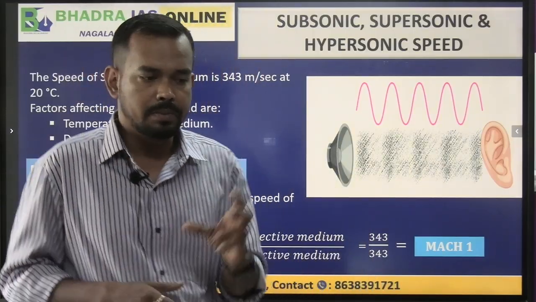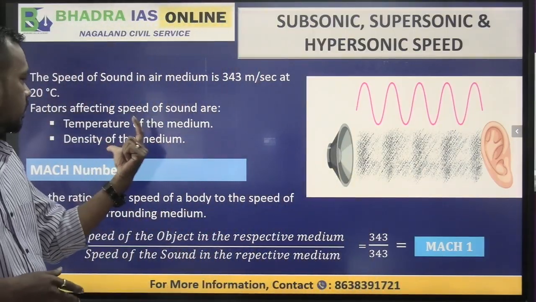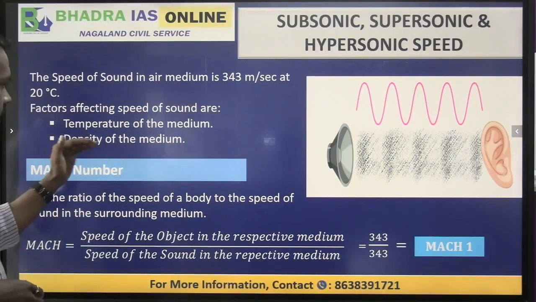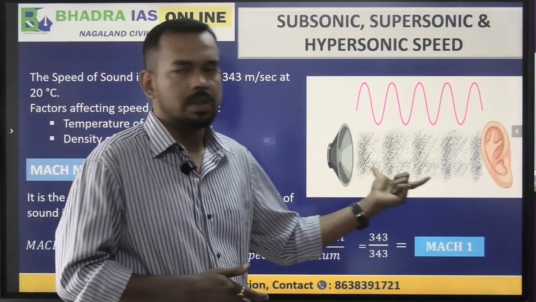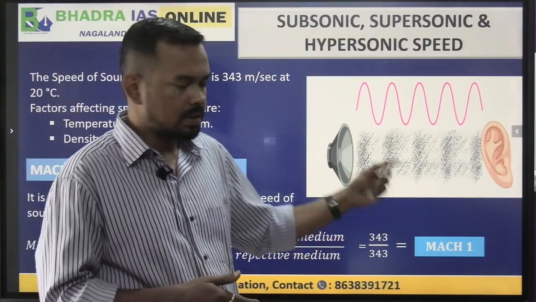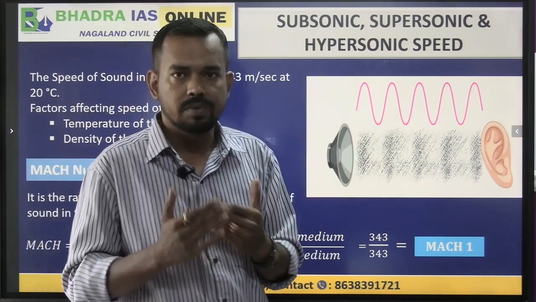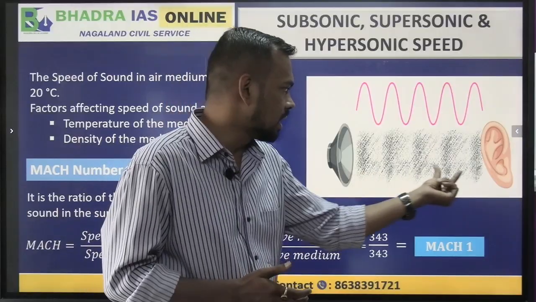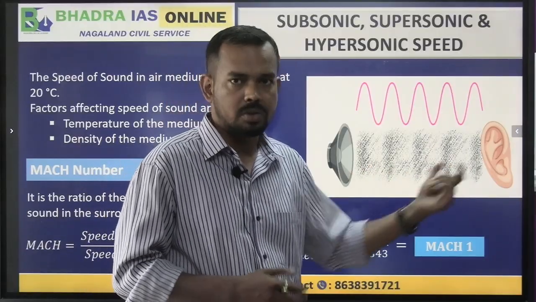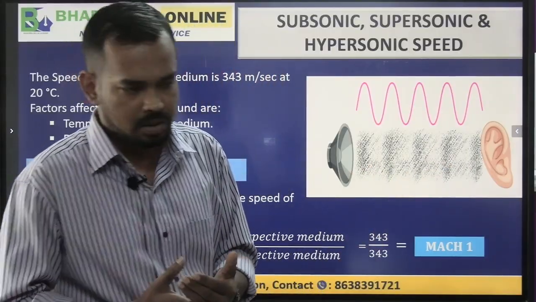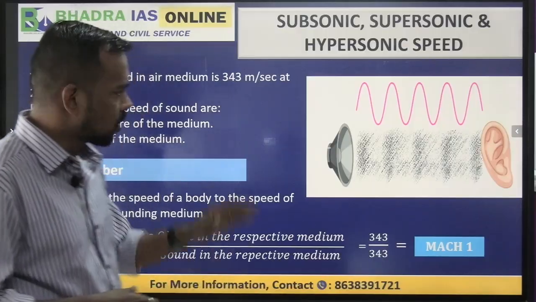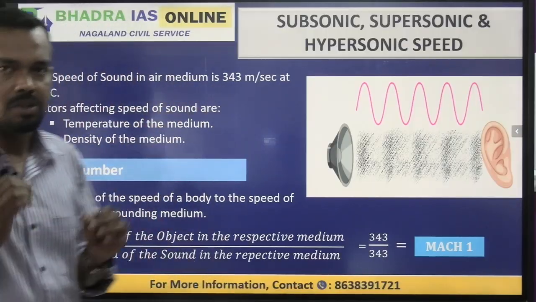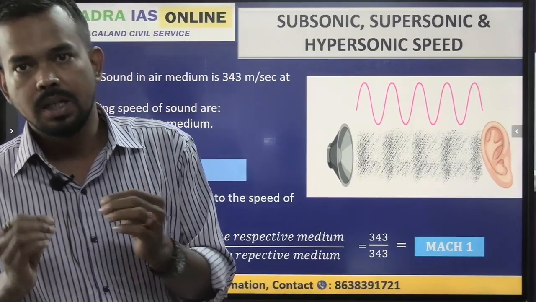Therefore the medium properties, that is the temperature and the density of the medium, are very important, because sound actually travels through vibrations. This is just a diagram of the sound wave that is traveling, but exactly it travels like this through vibrations. So temperature and density will affect the speed of sound. In the normal case it is 343 meters per second, that is the calculated speed of sound.